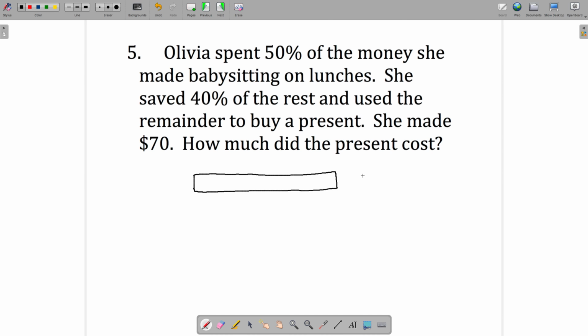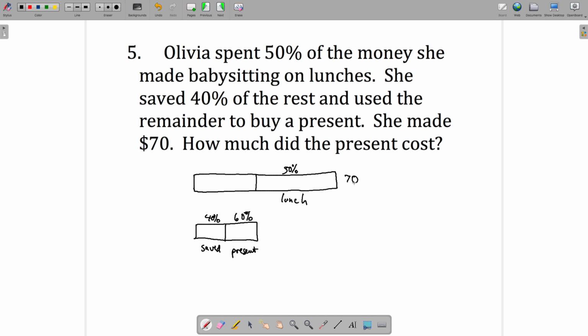So Olivia spent 50% of the money she made babysitting on lunches. So that's 50% on lunch. She saved 40% of the rest and used the remainder to buy a present. So this is the rest of it, and 40% of that is what she saved, and then the remainder she used to buy a present. Well, I know that's going to be 60% of that amount. She made $70. So how much did the present cost?